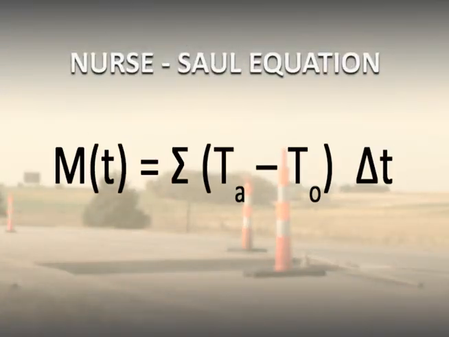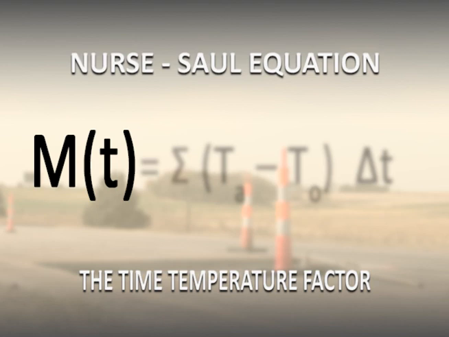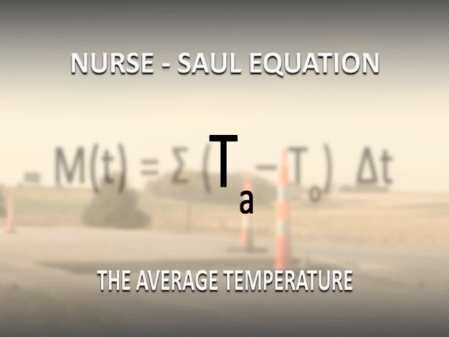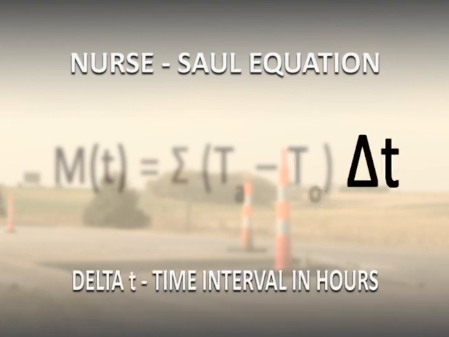The Nurse-Saul equation is used by NDOT for calculating the time temperature factor value by hand. The time temperature factor at age which the calculation is performed. The average temperature using the initial temperature and the elapsed time temperature reading. The datum temperature, -10 degrees Celsius. This is the temperature at which concrete is no longer gaining strength. The time interval, which is represented in hours.